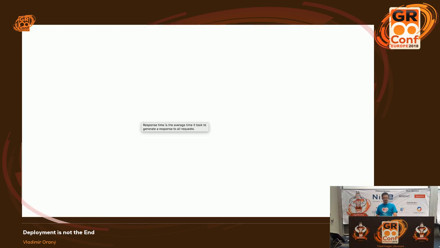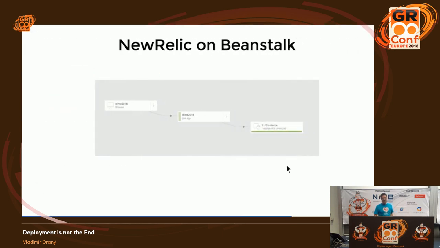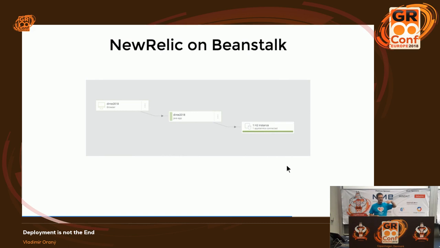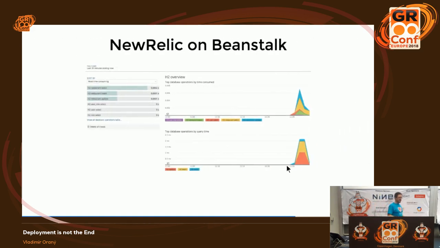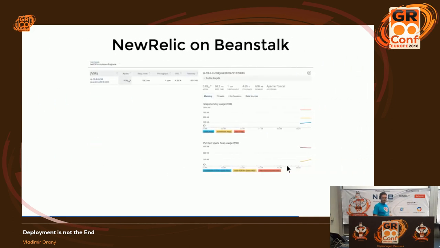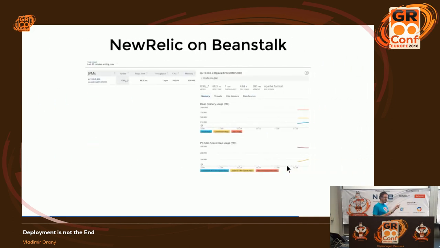The other thing which you can do is you can actually see the services. So you have the browser, like front end, back end, and databases. You can peek into the SQL queries, so you can see which database operations are taking the most time. And you can see JVMs, so if you have some out of memory problems, you can just take a look at what's happening. You can even profile the JVM remotely with New Relic.